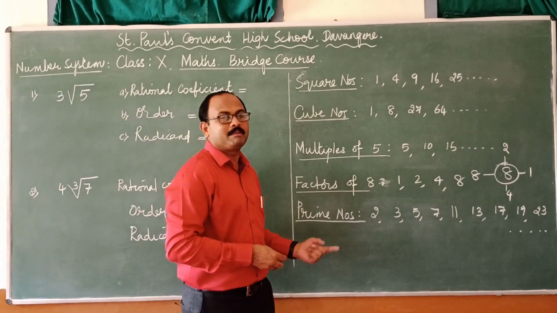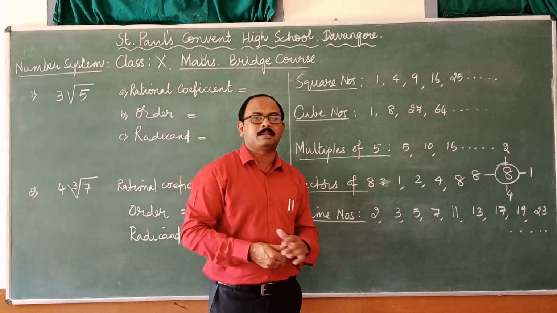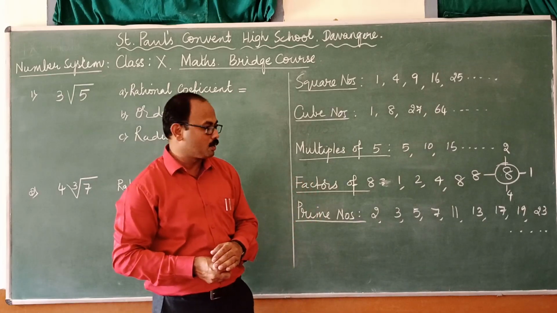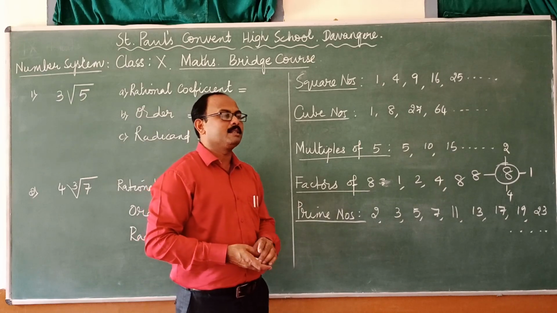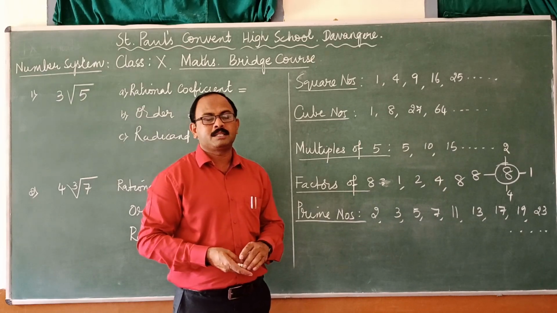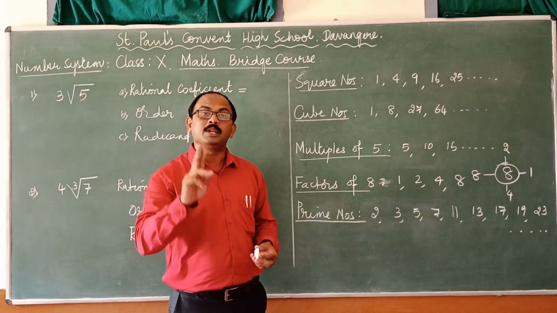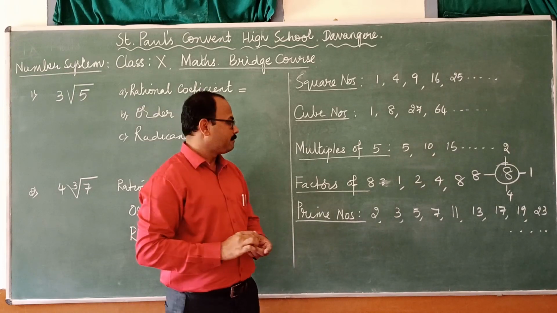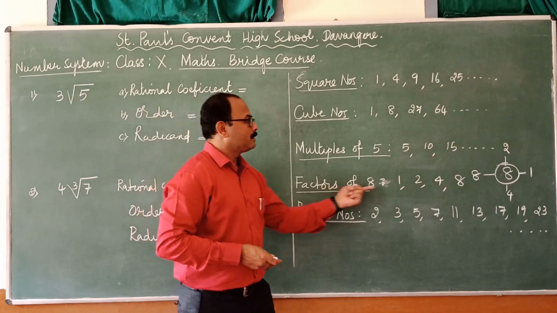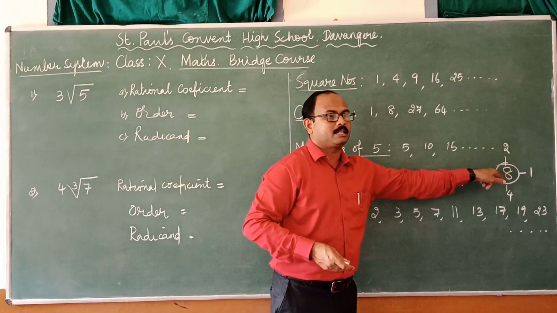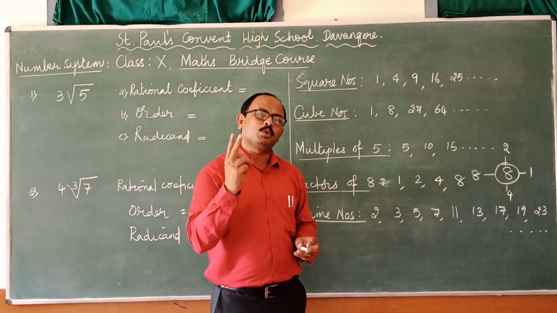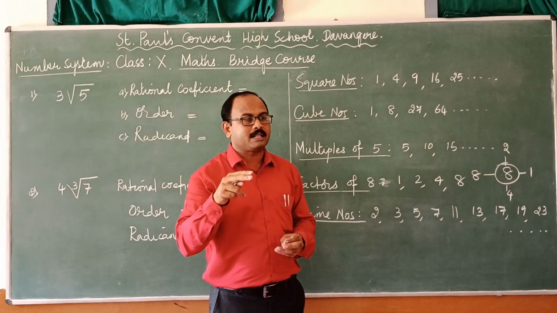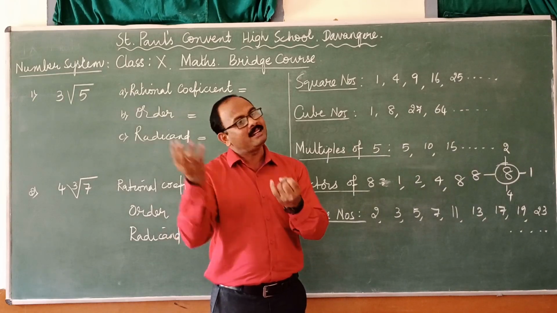Then, coming to prime numbers, another important concept under number system that you should know, children. Prime numbers are the numbers which have only 2 factors. Factors we have seen here. 8 has got 4 factors, therefore it is not a prime number. It should have only 2 factors. Which are the 2 factors? 1 and the number itself.